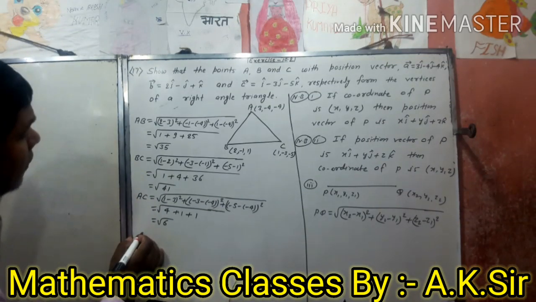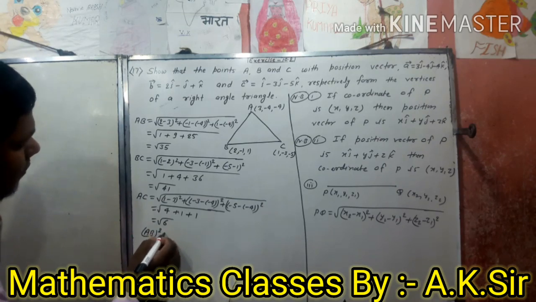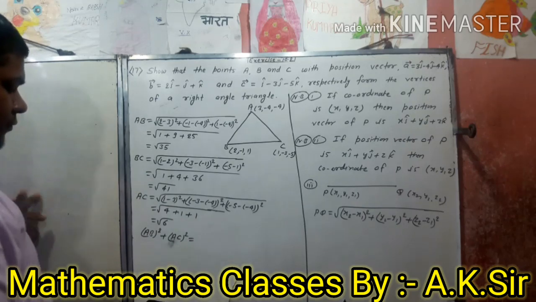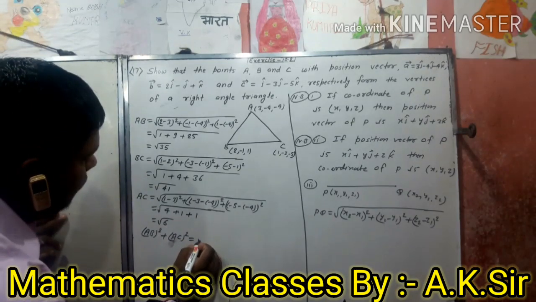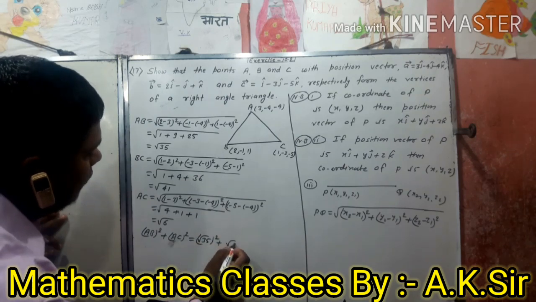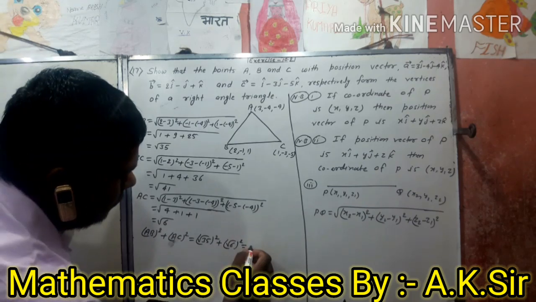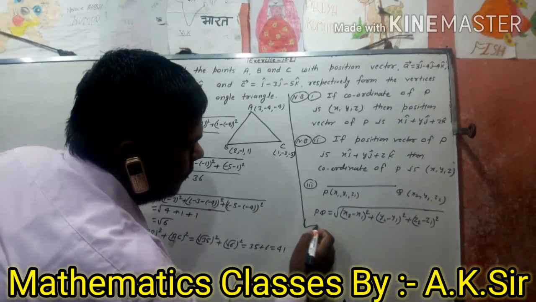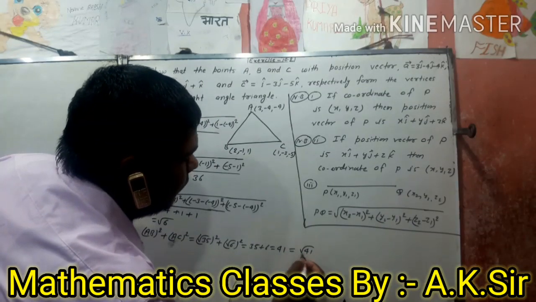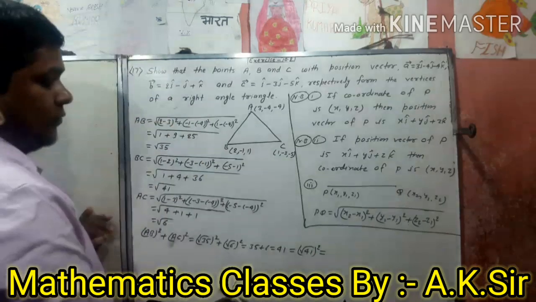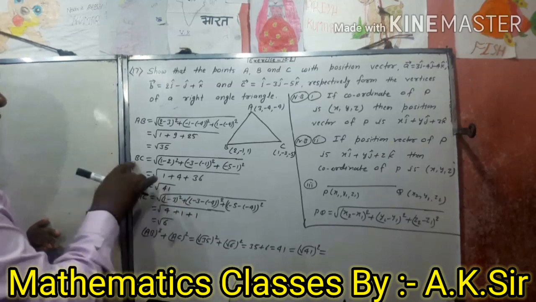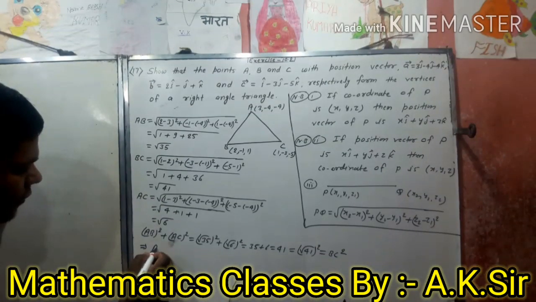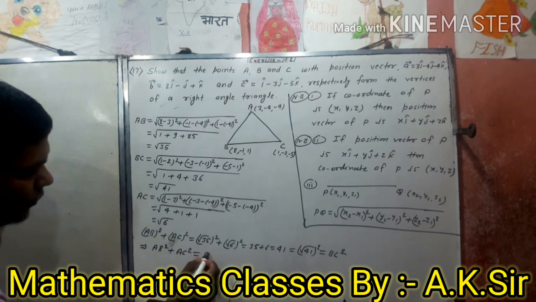We see here AB squared plus AC squared is equal to (square root of 35) squared plus (square root of 6) squared, which is 35 plus 6, equal to 41, equal to (square root of 41) squared, which is BC squared. This implies that AB squared plus AC squared is equal to BC squared.